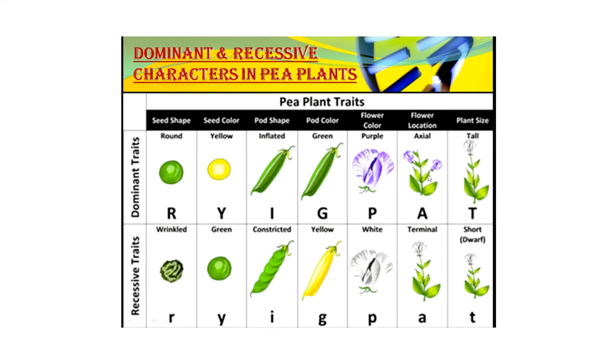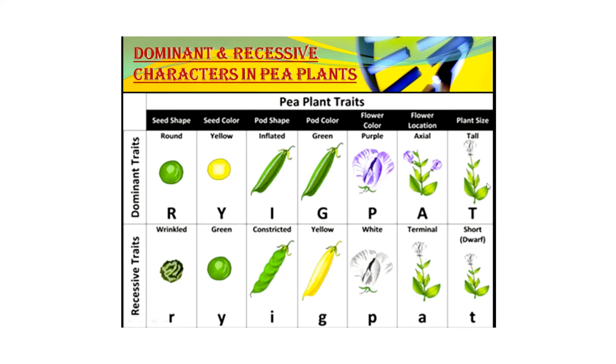Axial is something very close to the nodes. Nodes are the places where new leaves and new branches come up. If the flowers are in the axils, on the left or right sides of the branches, we call them axial position. Axial flowers are dominant, denoted by capital A. Terminal flowers are the flowers almost at the corners or top tips of the stem. Terminal flower is a recessive character, denoted by small a.